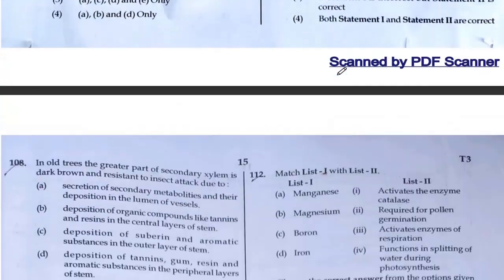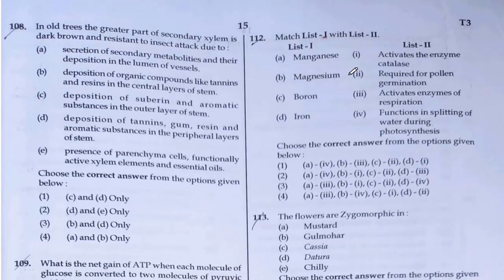Coming to question number 108. In old trees, the greater part of the secondary xylem is dark brown and resistant to insect attack. The reason: option A, secretion of secondary metabolites and their deposition in the lumen of xylem cells, and option B, deposition of organic compounds like tannins and resins in the central layers of the stem. So options A and B are correct, and we can get A and B in option 4. So option 4 will be the correct one.